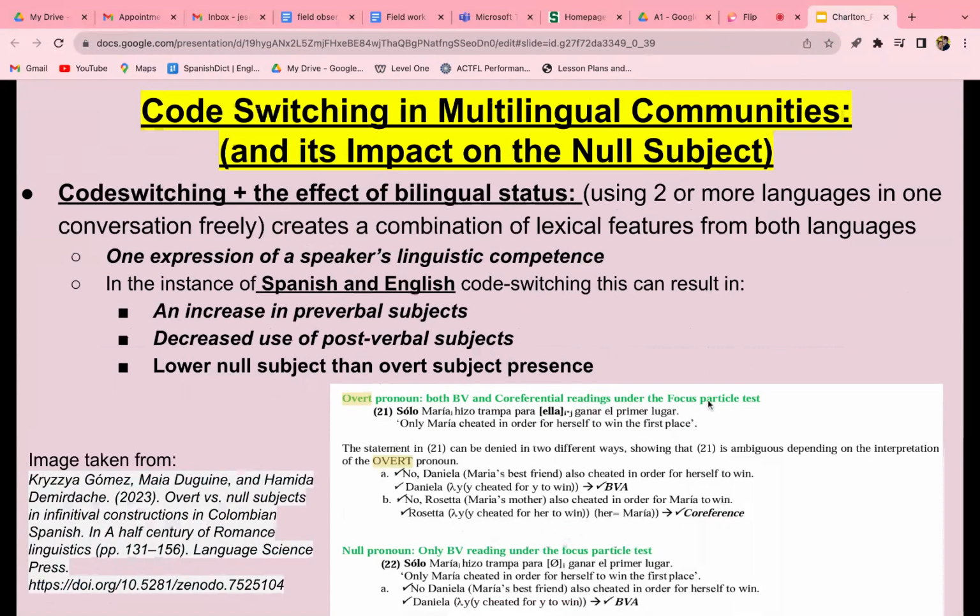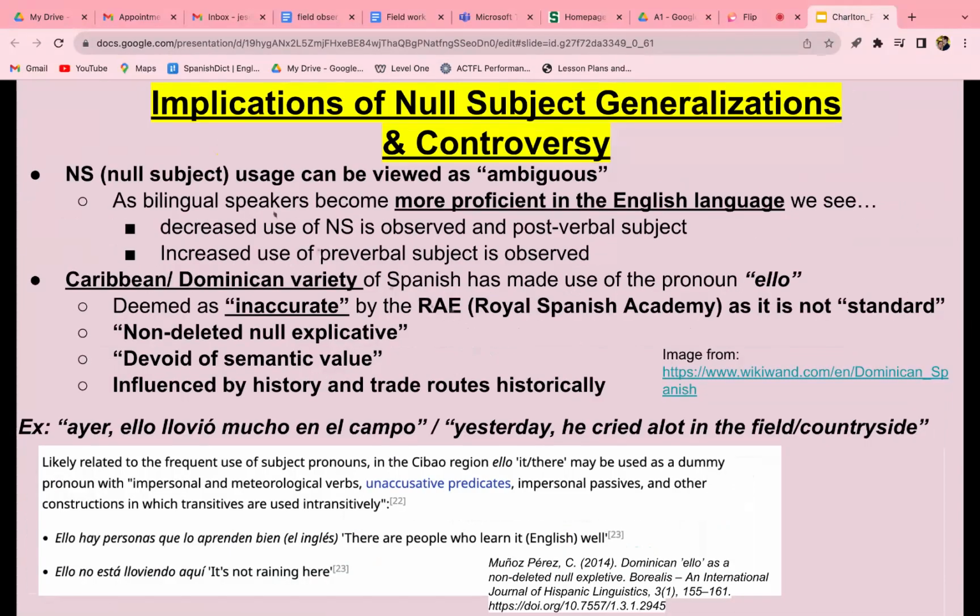We see that subject pronoun, that subject present in the sentence, whether it's needed or not. Now, some controversy or generalizations that go into play with these implications of null subject pronouns is that these are typically described as being ambiguous. And that can come across as being kind of rude, that it says ambiguous.